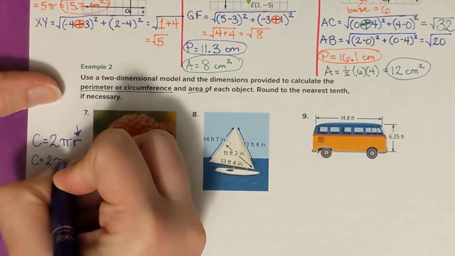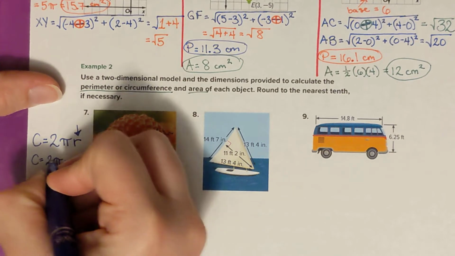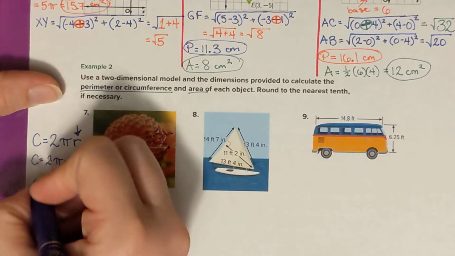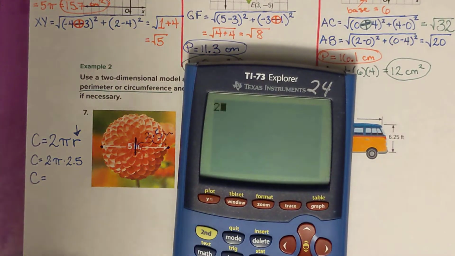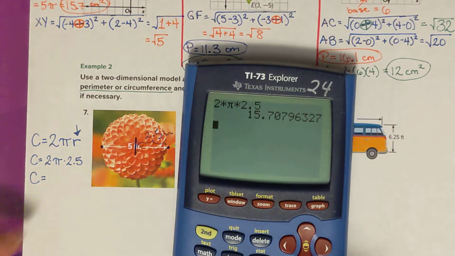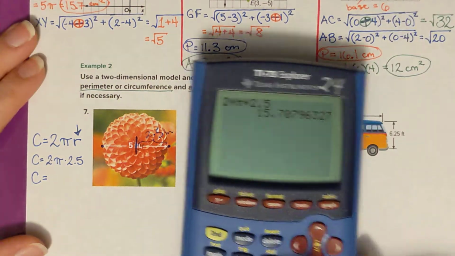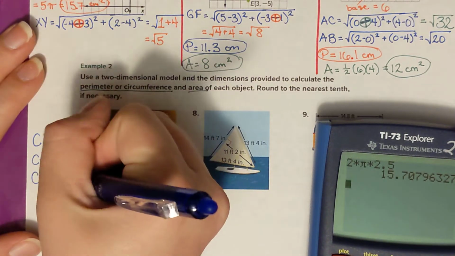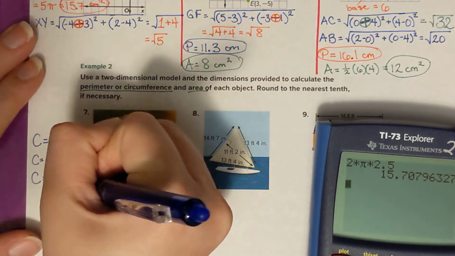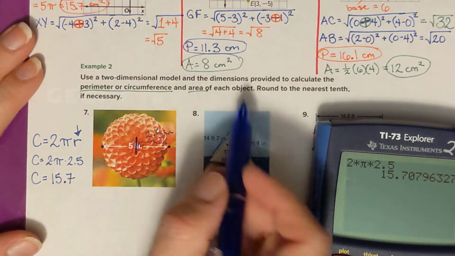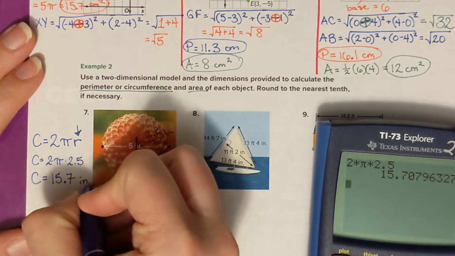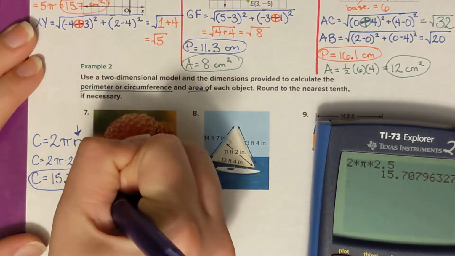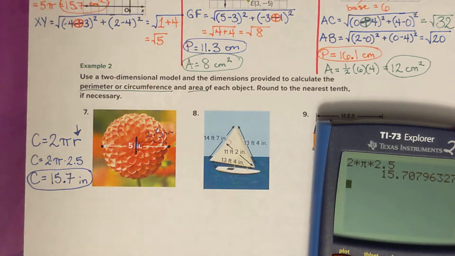So circumference is 2 times pi times 2.5. Right? So 2 times pi times 2.5 should get 15.7, because remember, we're just rounding to the tenths place. So it should be 15.7. This time we're measuring in inches. Okay. So there's your circumference.